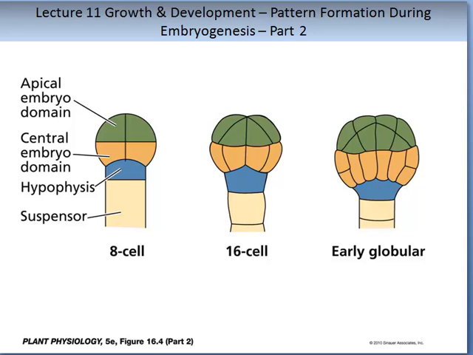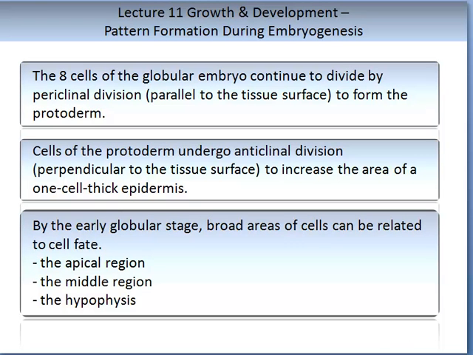In this slide you can see how the apical embryo divides into an 8-cell, then a 16-cell, then an early globular unit. The 8 cells of the globular embryo continue to divide by the periclinal division, that is, parallel to the tissue surface, to form the protoderm.